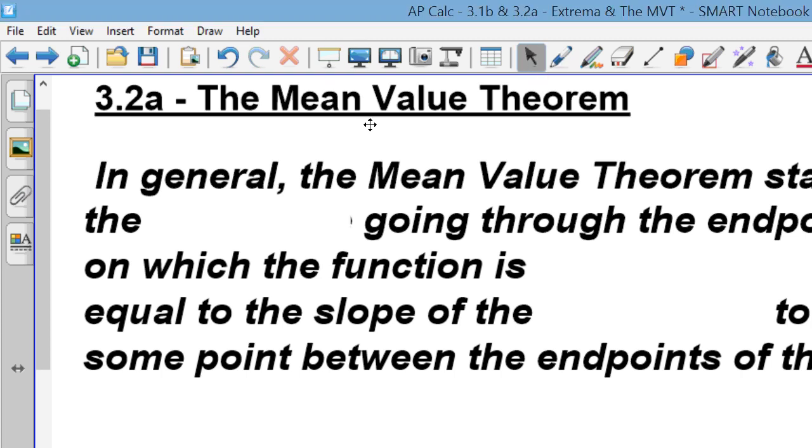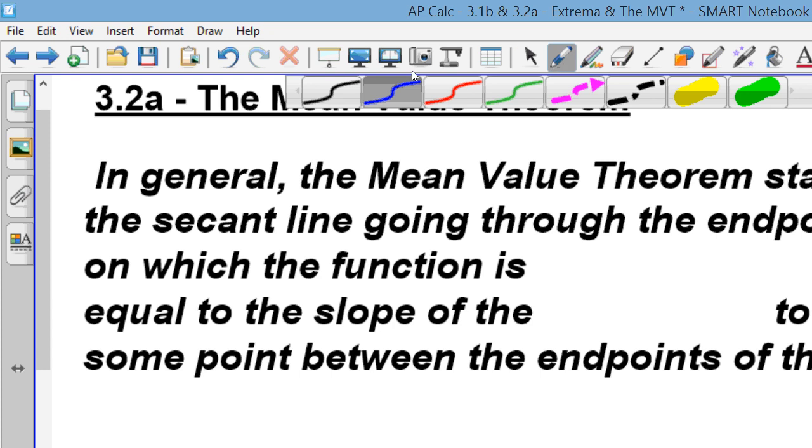In general, the mean value theorem, and you don't even know what that is, but I want to read this to you, just straight up. The mean value theorem says the following, that the slope of the, and here's what you want to write in, secant line.